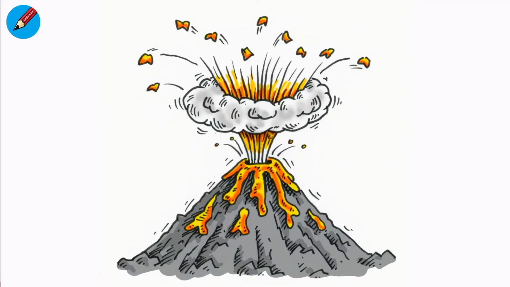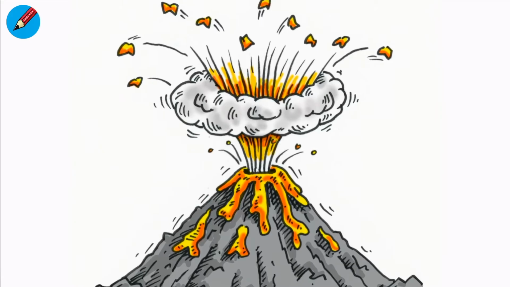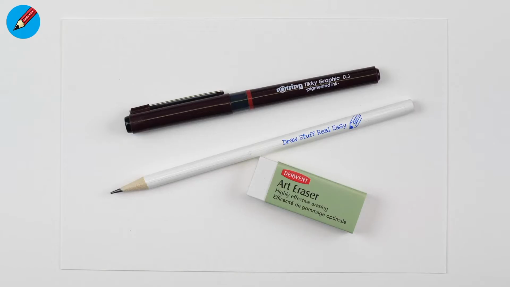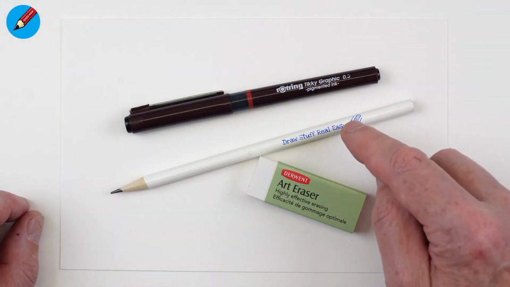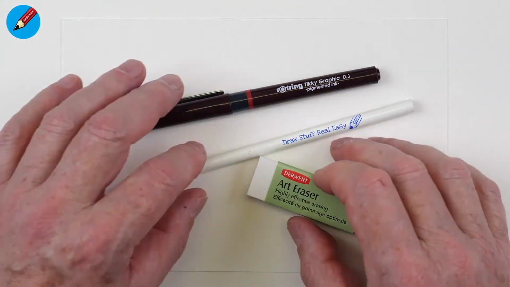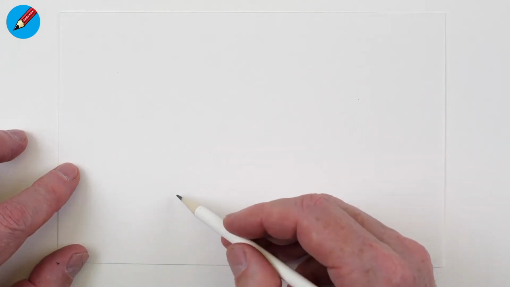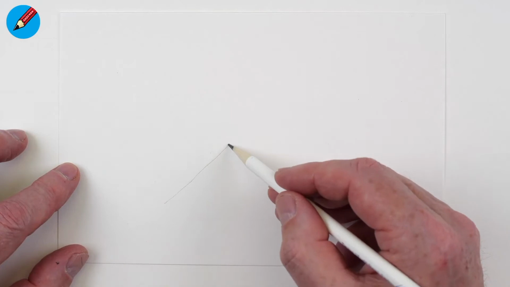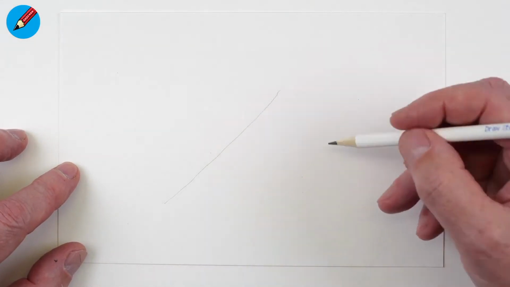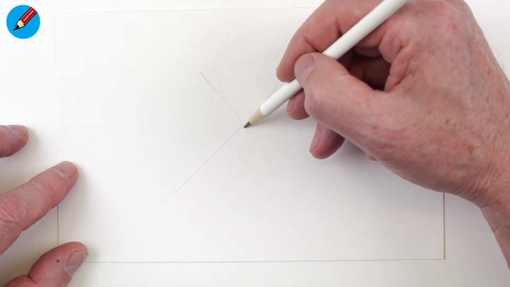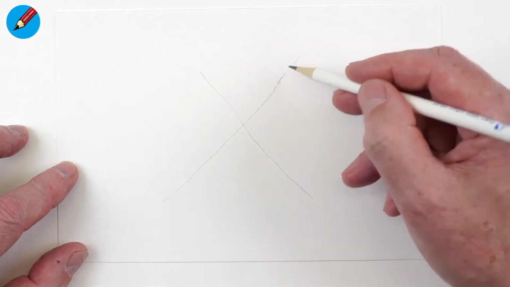In this video, I'm going to show you how to draw an exploding volcano. You're going to need a pen and a pencil and an eraser. Now with a pencil, draw very lightly, hardly touch the paper. Can you see that? Just about. And draw an X, like that.